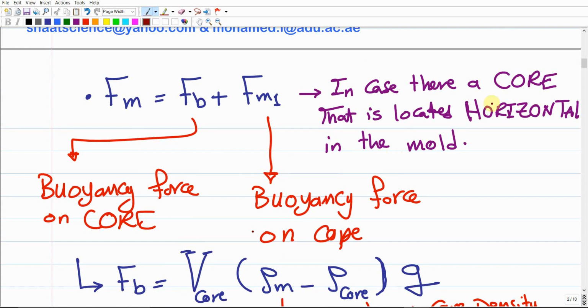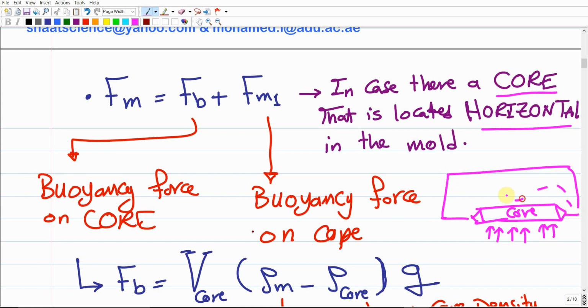Again, it has two parts in case we do have a core, and there is an important notice here: this core should be located horizontally in the casting. So there is a pushing acting from the molten metal on the core itself. This is the core, and then the core is going to push the cope. This should be the cope up there. So there is another pushing that comes from the core.